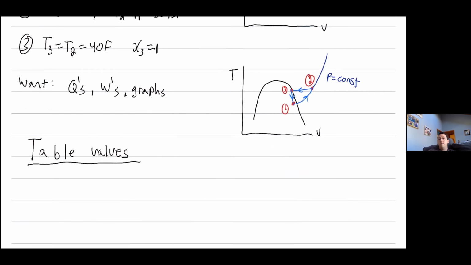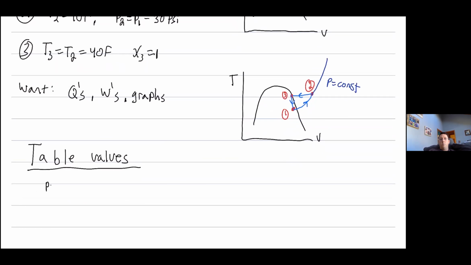Why don't you write that, Gabe, right there? So from 1 to 2, work is P times delta V, because pressure is constant and it pulls out of the work integral. The other way to say it is from the first law. The first law says heat minus work is delta U. Therefore, work is heat minus delta U.